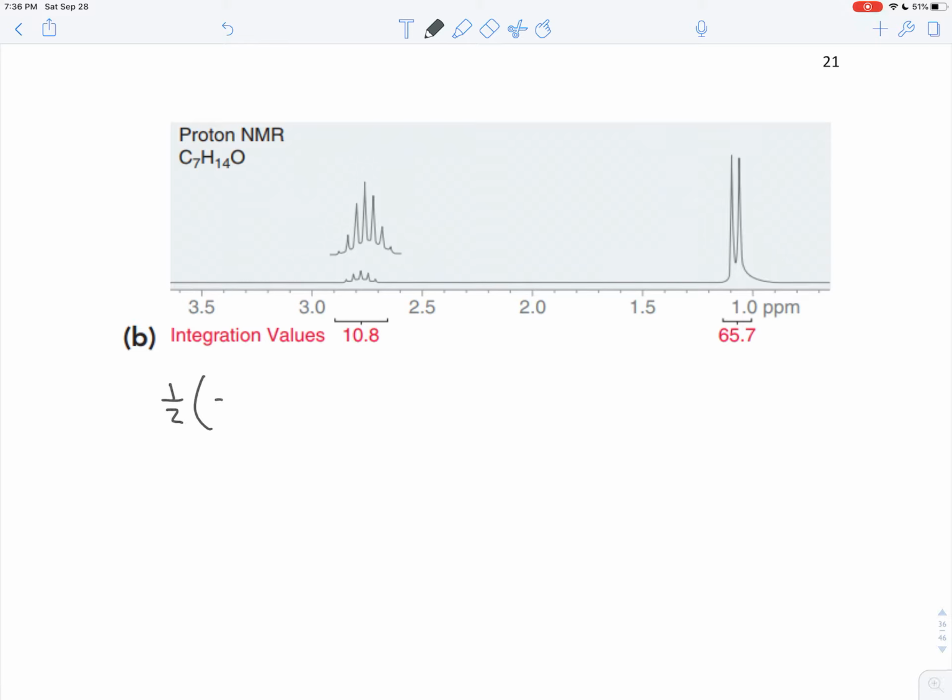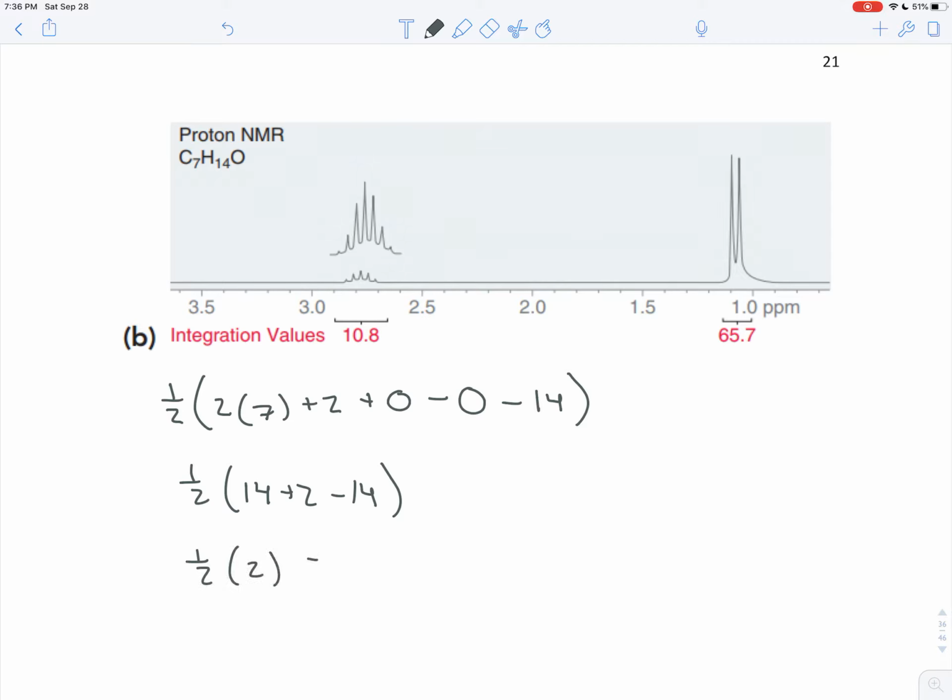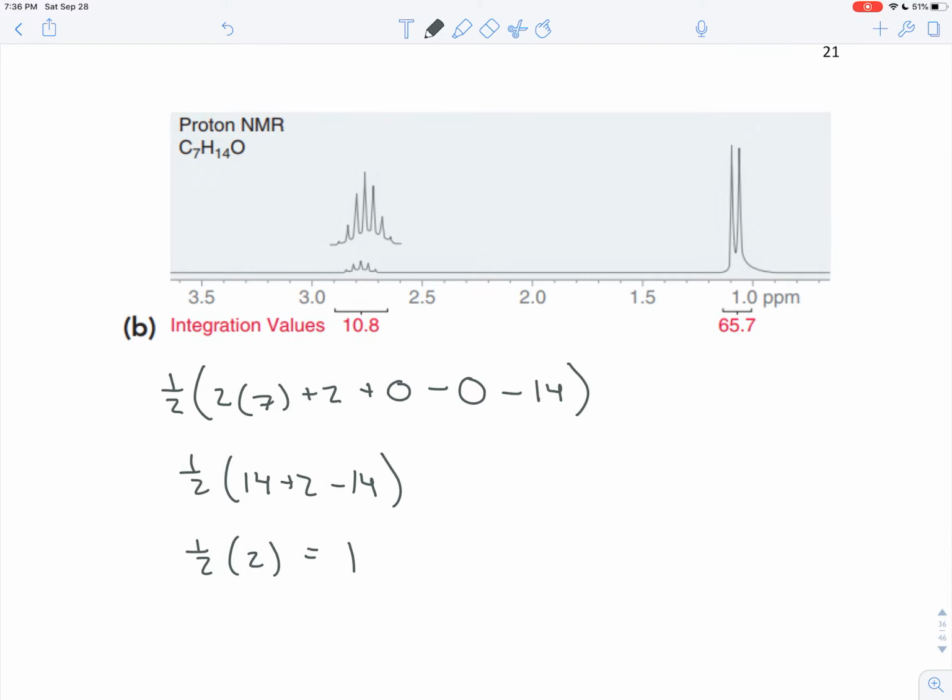So 1/2 times 2 times the number of carbons, we have 7 carbons, plus 2, plus the number of nitrogens. We don't have any nitrogens, minus the number of halogens. We don't have any halogens, minus the number of hydrogens, which is 14. So here that's going to be 1/2 of 14 plus 2 minus 14. So that's 1/2 of 2, which is just 1. So we have one ring or one double bond in this molecule.